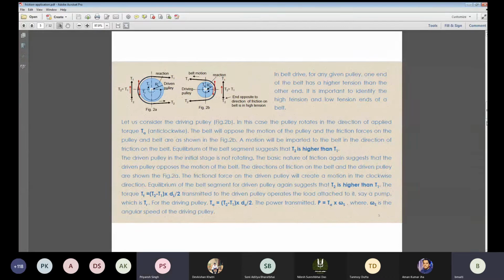Sir, thank you. Can you please help me to see how to find the direction of friction in the right side pulley, the driving pulley?